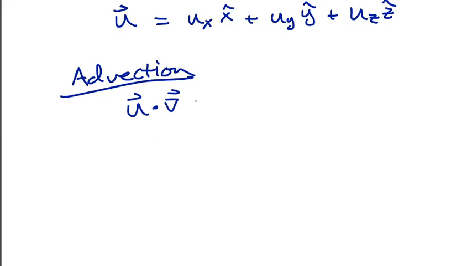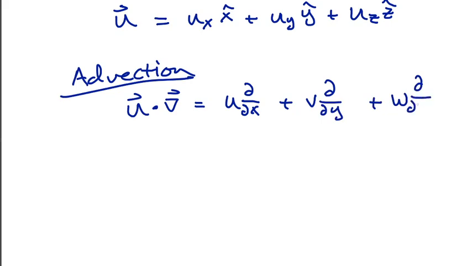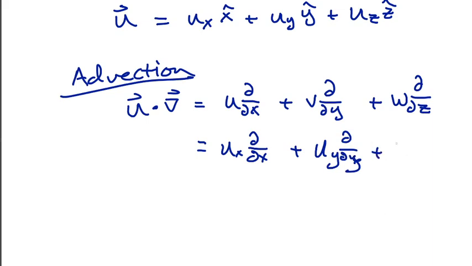So u dot grad, what this really looks like is u d by dx plus v d by dy plus w d by dz. Or equivalently, u in the x direction, d by dx, plus u in the y direction, d by dy, and u in the z direction, d by dz.